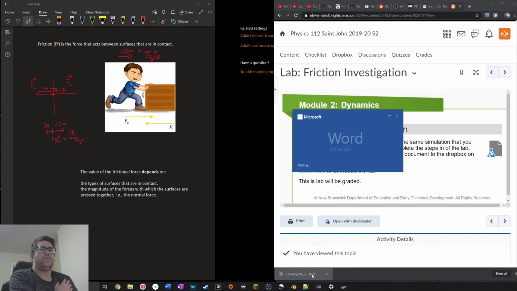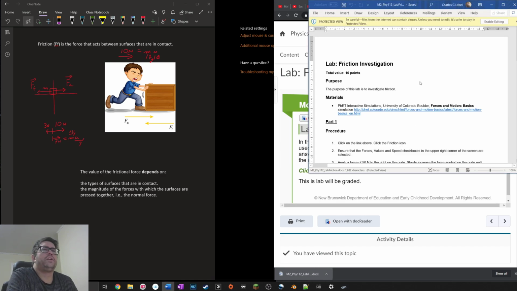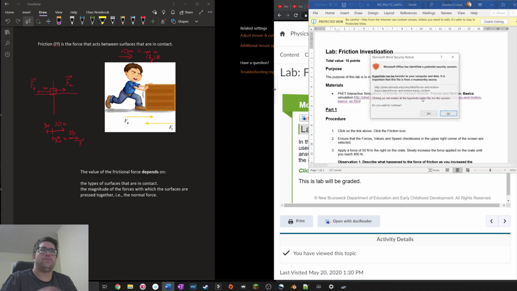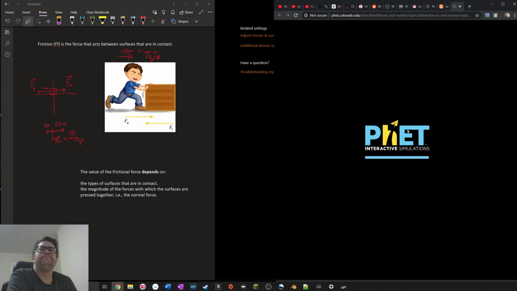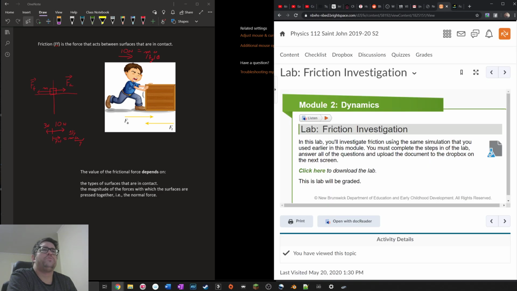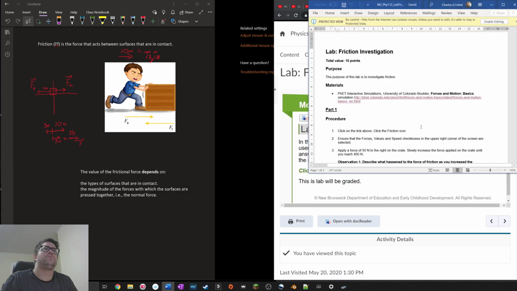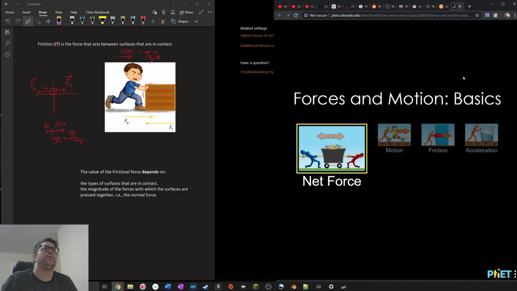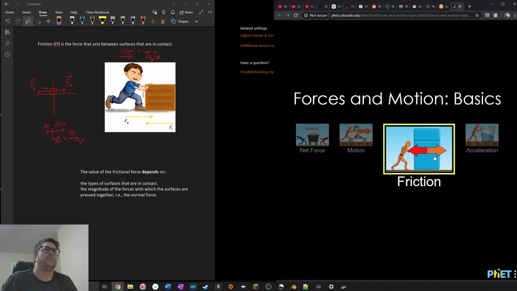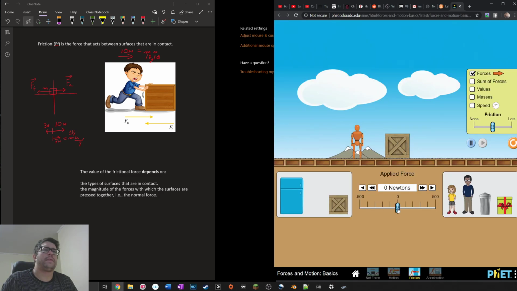A lab? I won't grade the lab. I'm not grading any lab. We're going to go take a look here. Yeah, go ahead. Colorado EDU. And you want to use friction. Friction. Yes. Okay, so speed, values, let's put everything.